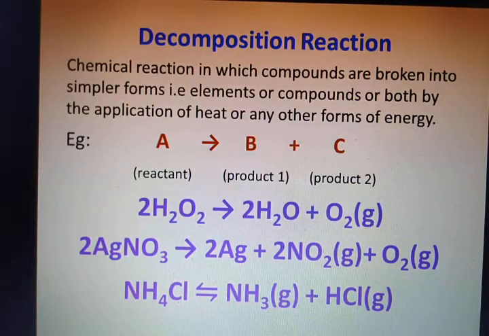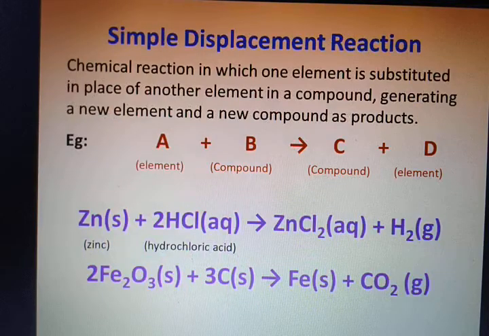Now moving on to the next set of reactions, that is simple displacement or displacement reaction. It's the same thing, no difference. What is it? In a chemical reaction, an element will react with a compound to form a new compound and a new element as a product. Clear? So it is a chemical reaction in which one element is substituted in place of another element. So there will be a substitution.